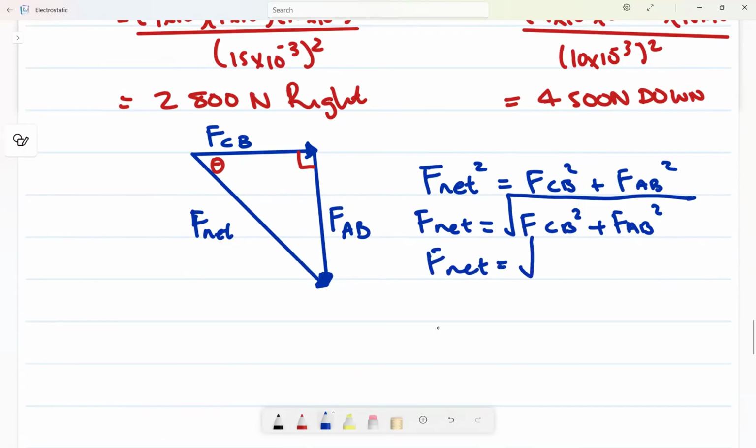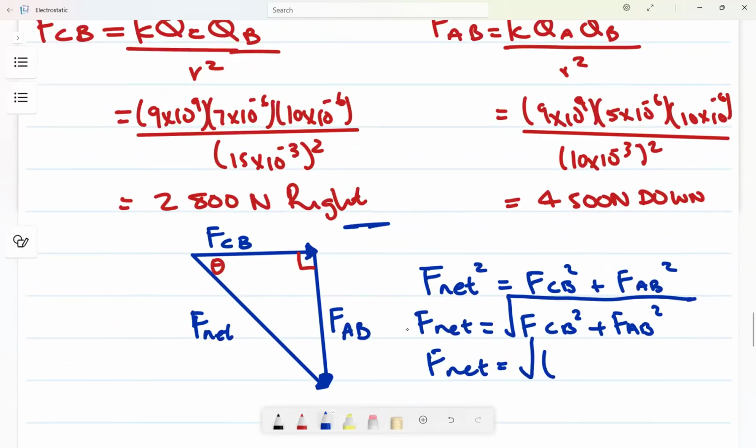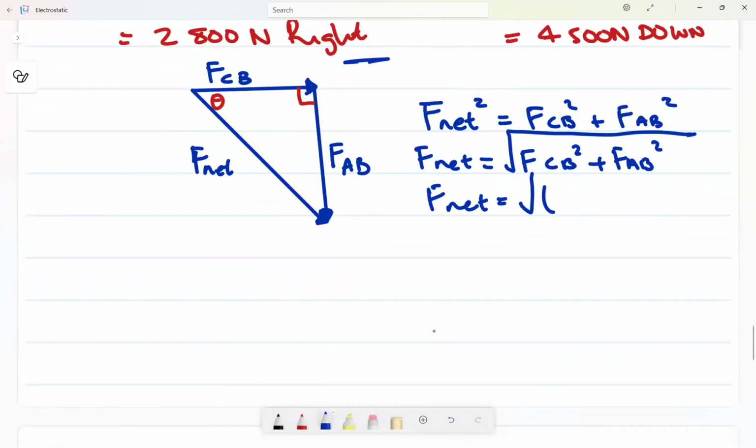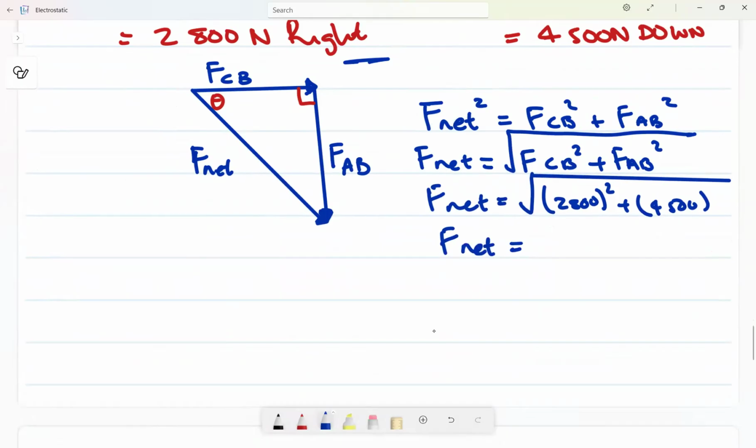F net is equal to square root of, what is this? Force of CB. When I substitute here, the direction is already taken into account. Okay? CB, let me check. CB, it is 2,800. I square that plus AB, it is 4,500. I need to square that also. Then I get the F net as how much? I get the F net as something like 5,300. Like that.